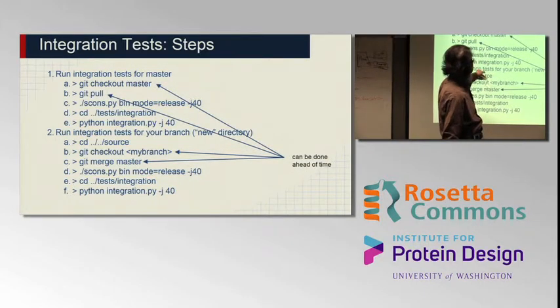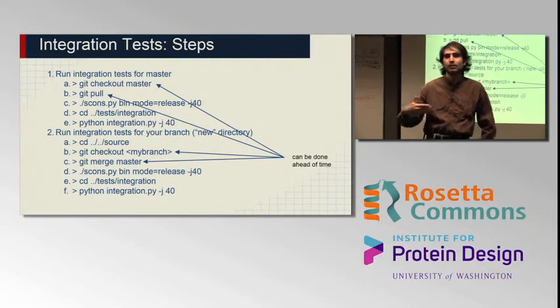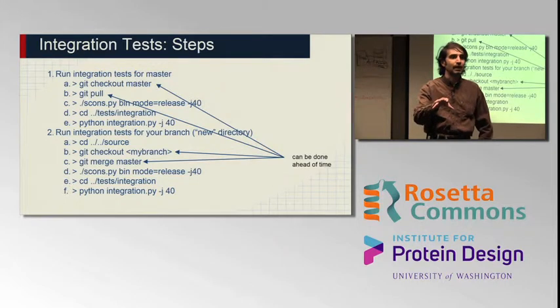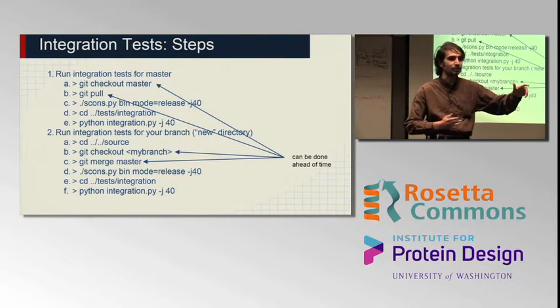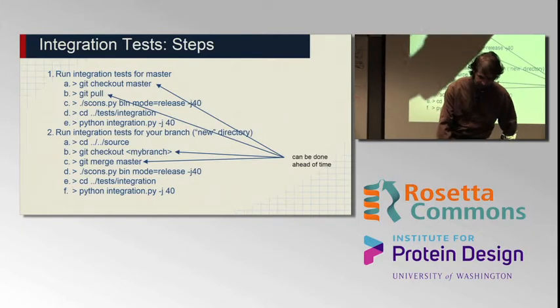I'll mention too that these steps can be done in advance. You can pull master and have the latest master locally, and you can merge master into your branch and resolve any merge conflicts. And so you've got a local copy of master and a local copy of your branch ready to be tested.